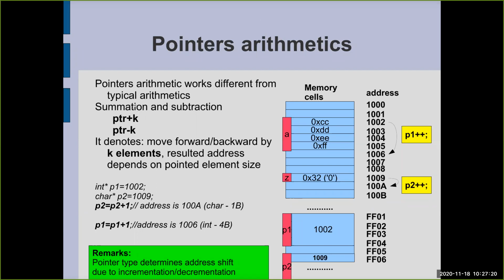For pointers, you can also use the plus and minus operators. Again, plus k or minus k doesn't mean increase by k, but move by k elements forward or backward. So pointer plus 1 means increase by 4 for an integer, pointer plus 2 means increase by 8, and in case of character, it means increase by 2.